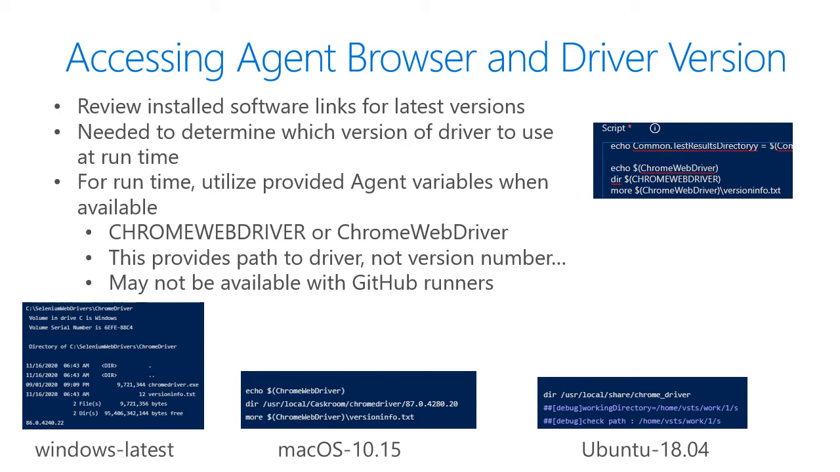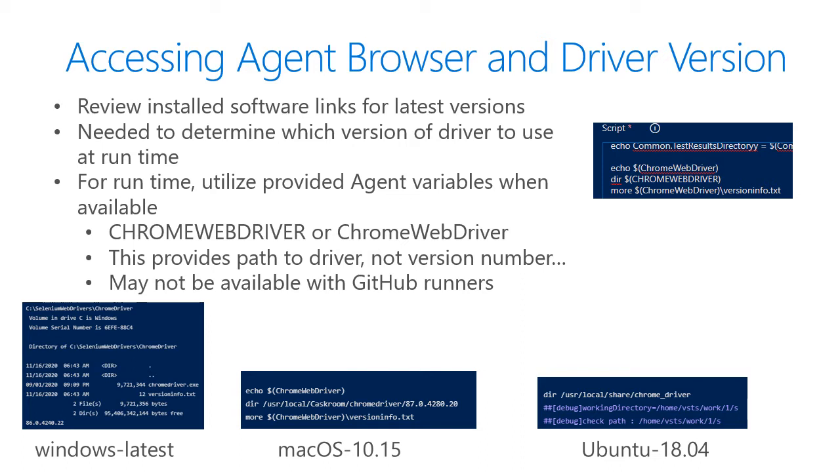I've seen it looking like all caps as Chrome WebDriver, or as Chrome WebDriver that we're seeing here on the right. It provides a path to the driver, not the version number of Chrome. So if you're looking for what version of Chrome I want, if I'm running 86, 87, this is not going to tell you that. This will get you the directory path to the Chrome WebDriver.